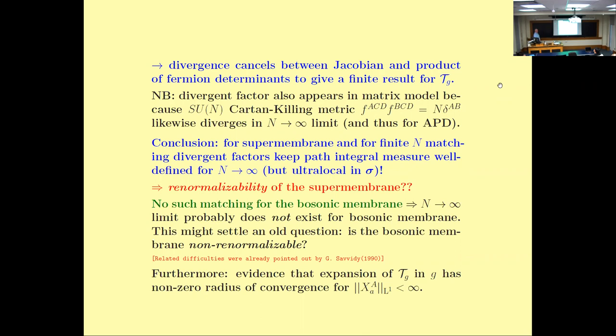In the old days, people always said, well, bosonic membrane theory is non-renormalizable, but what does this really mean? Well, one way to give meaning to this statement is the way I've done just here. And for the bosonic membrane, it doesn't work. So presumably there's no quantized bosonic membrane. Actually, I learned only recently that George Savvidy back in 1990 had already raised this issue with the N to infinity limit, but at the time nobody paid attention.